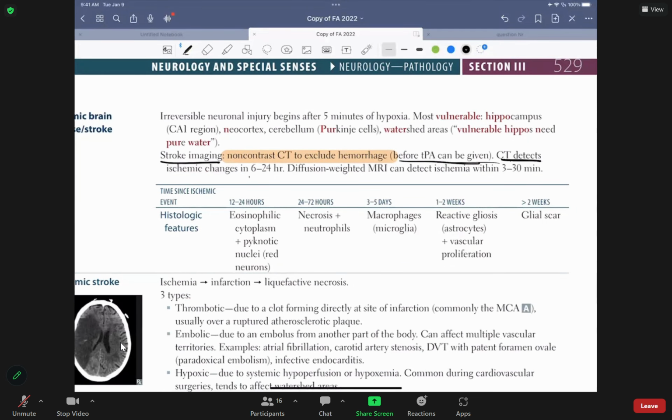Now you could see here some interesting features. CT detects ischemic changes in 6 to 24 hours from the onset of symptoms, whereas MRI can detect in 3 to 30 minutes. That's amazing, isn't it, folks? Then how come we don't do MRI for stroke? We always do CT non-contrast. If MRI can detect in 3 minutes, why can't we do it? Price-wise, it's like a $200 difference. Not a big difference. Because the MRI takes much longer.